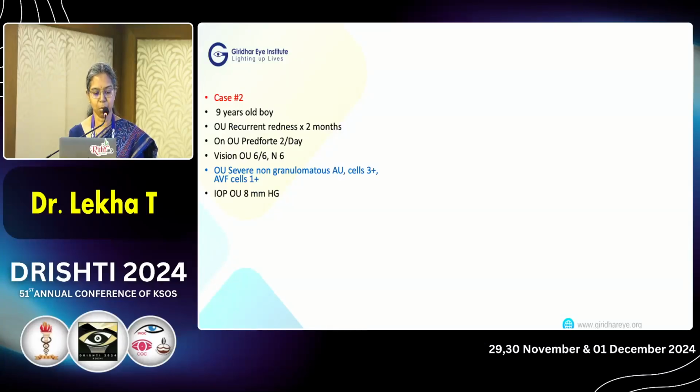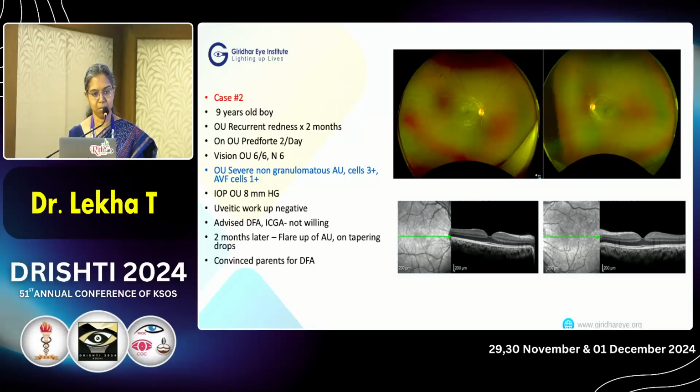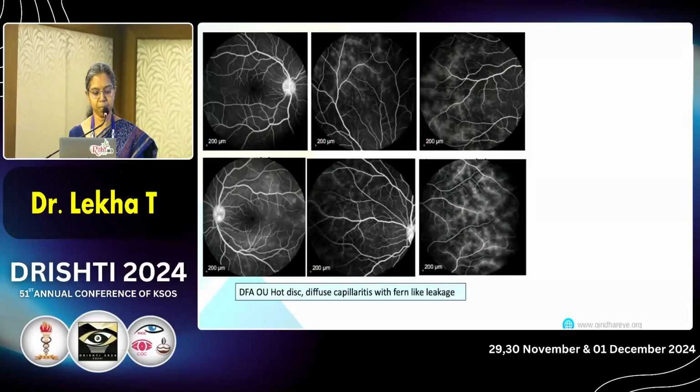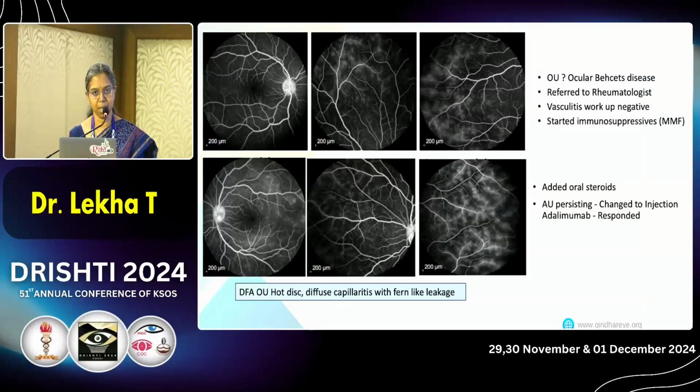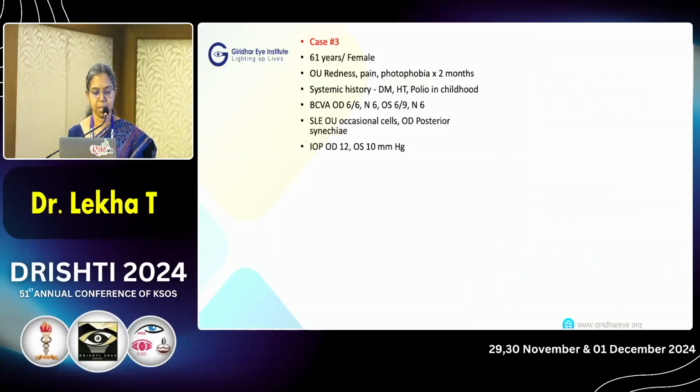This is a 9-year-old boy who has been having severe non-granulomatous anterior uveitis, 3+ cells, not responding to topical medications. Fundus and OCT were normal, workup negative, and with difficulty we could convince the parents. In his case also, DFA showed extensive capillaritis with fern-like leakage, and finally he required biologicals for stabilization. So in pediatric uveitis also, the fundus findings can be very subtle, and activity on DFA is an indication for systemic therapy.